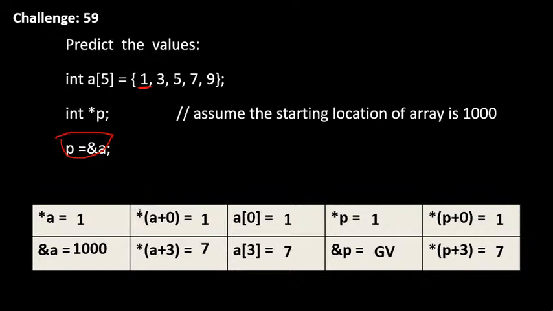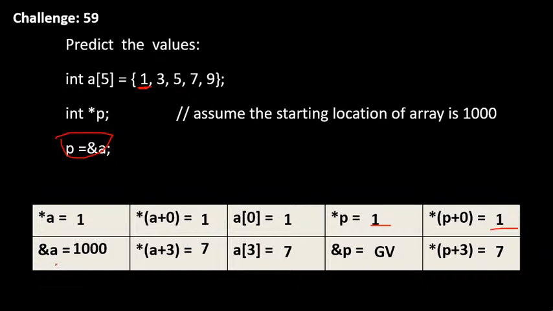Similarly, if I'm printing the value at A plus 0, that is A of 0, that is also 1. Now A of 0 directly is 1. Star P, that is the value at P. So what is the value at P? It is still pointing at the same location, so 1. Star P plus 0, that is star P of 0, so that also is pointing at 1 only. Similarly, ampersand A, that is the address location of A, that they have mentioned is 1000, because it is still pointing here.